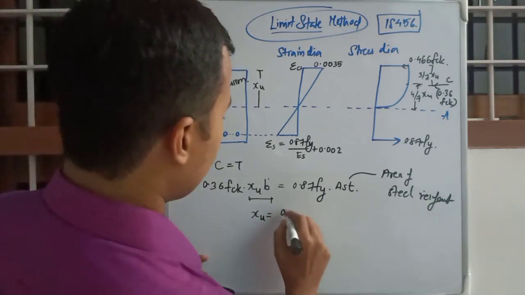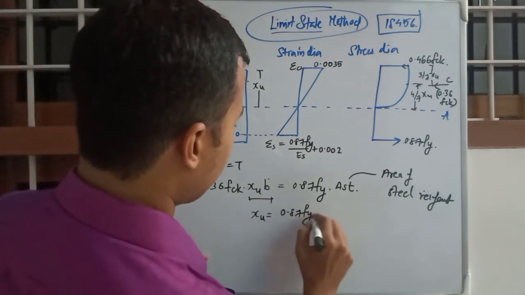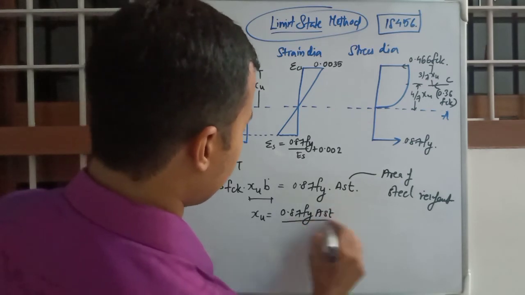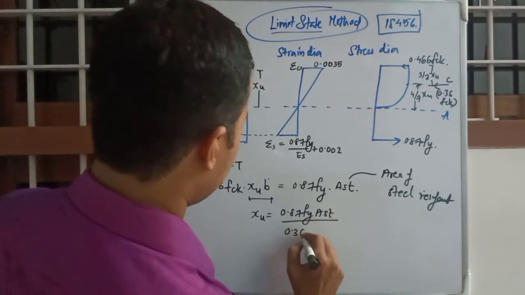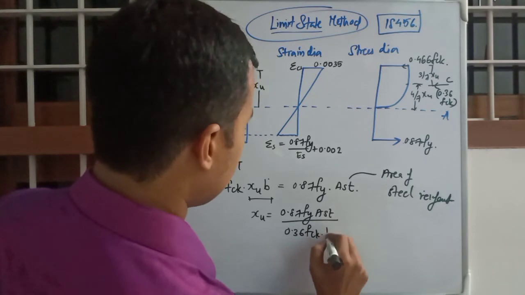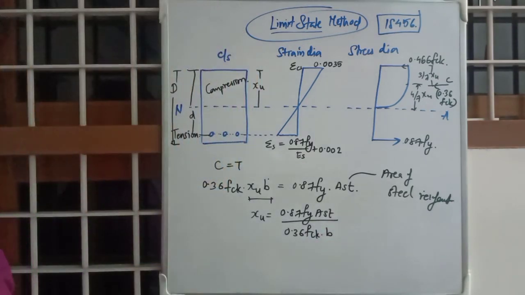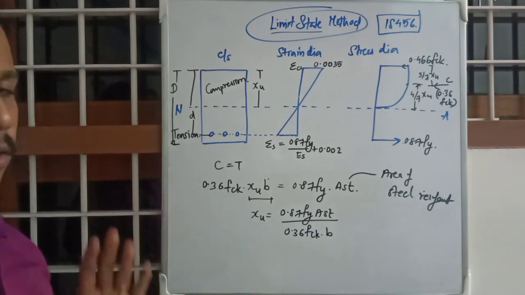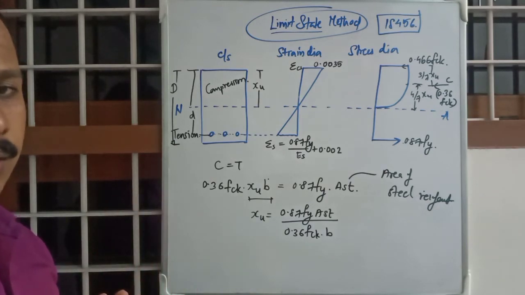XU will be 0.87 Fy Ast divided by 0.36 Fck b. Okay, I hope it's clear right till here.